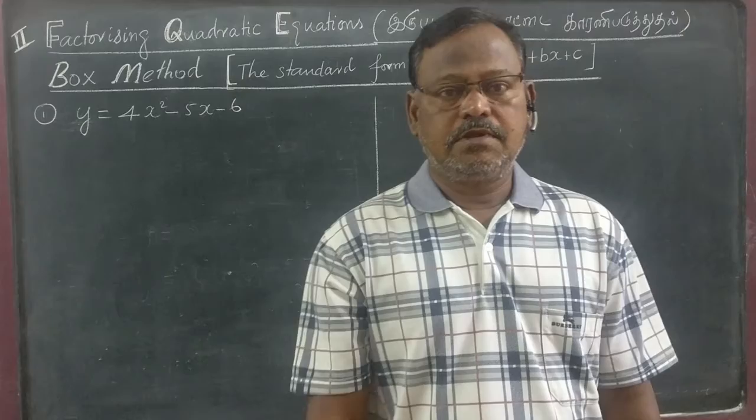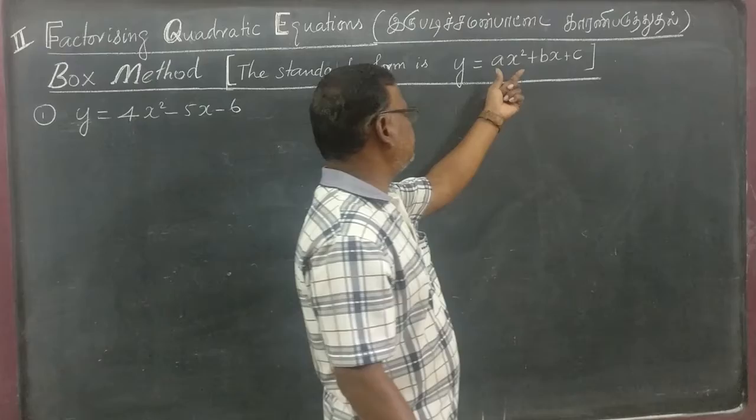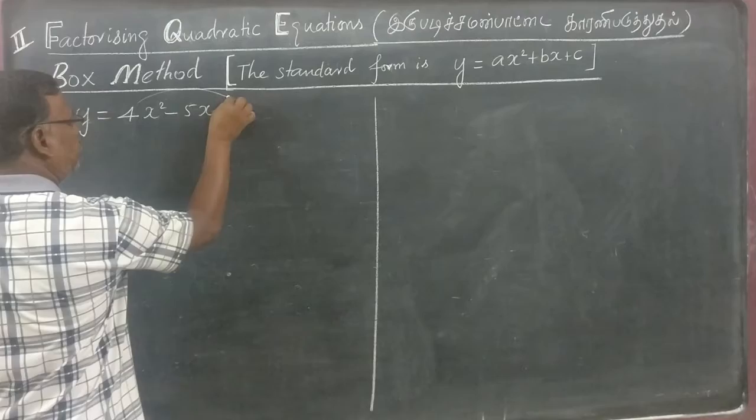Friends, same factorization, another second model. Example: 4x squared minus 5x minus 6. In the first step, a equals 1 in the equation. Now, for any number, the first product should be the value of the product.